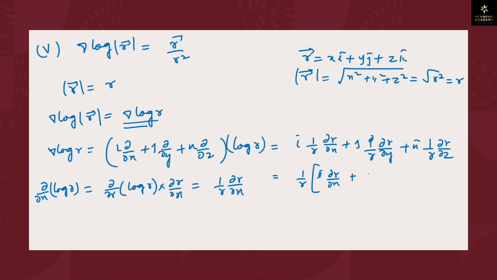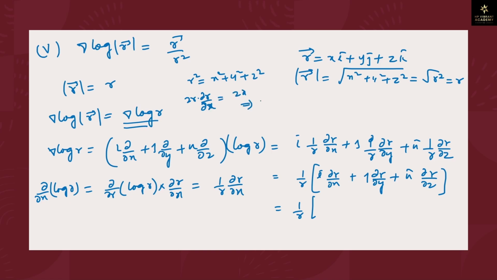This is j cap del r upon del y plus k cap del r upon del z. So this is equal to 1 upon r del r upon del x. We have r square equal to x square plus y square plus z square. So 2r into del r upon del x, differentiating with respect to x, we have 2x. So from here del r upon del x is equal to x upon r.